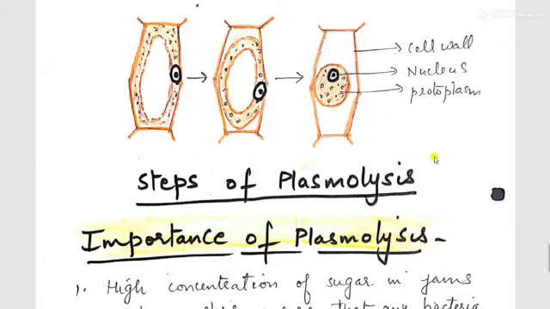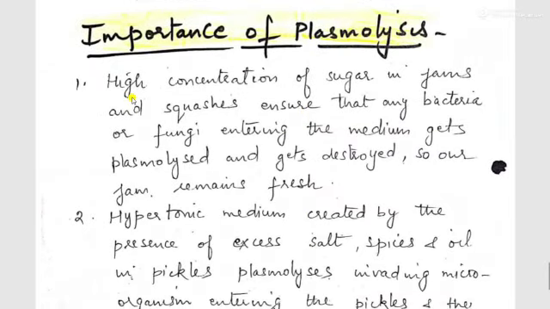Now what is importance of plasmolysis? First, high concentration of sugar in jams and squashes ensures that any bacteria or fungi entering the medium gets plasmolysed and gets destroyed, so our jam remains fresh. Means in jams we do not add any extra preservative because it contains large amount of sugar, and sugar is a concentrated solution. So if any bacteria or fungus enters the jam solution, then it gets plasmolysed.